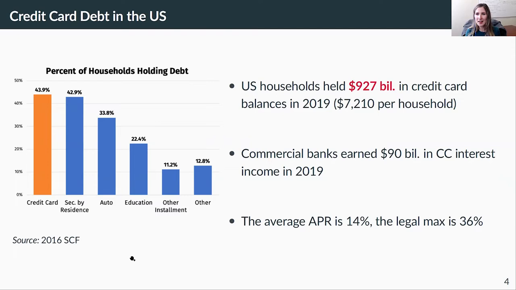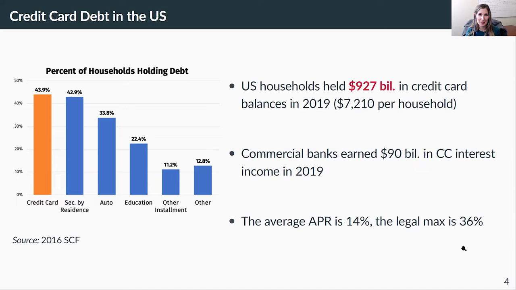Now, in terms of its overall scale, households as of 2019 held just under $1 trillion in credit card balances, which works out to just over about $7,000 per household. The flow of interest payments that households make is actually quite substantial for credit card debt. In 2019, commercial banks earned about $90 billion in interest income from credit cards alone, which is the same order of magnitude as what they earn from mortgages. So this is a really important cost in terms of the interest payments that households are making. One of the reasons those interest payments are quite large is that credit cards have relatively high interest rates. The average APR is 14%, and the legal maximum in the US is 36%.